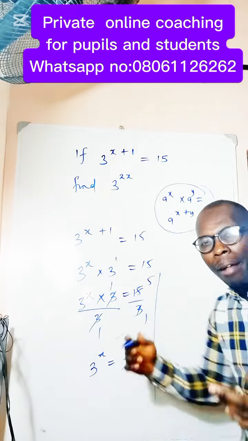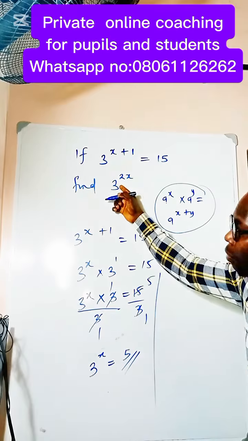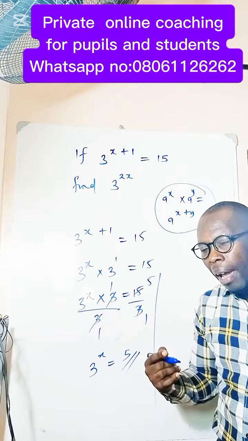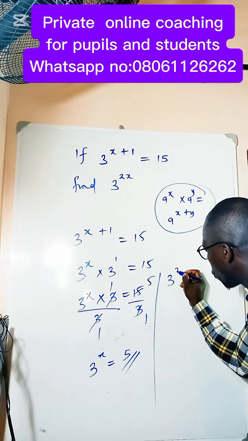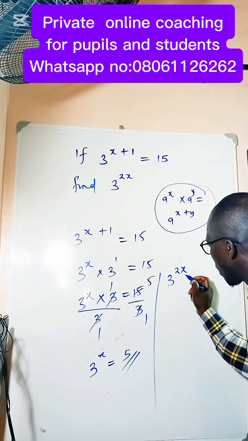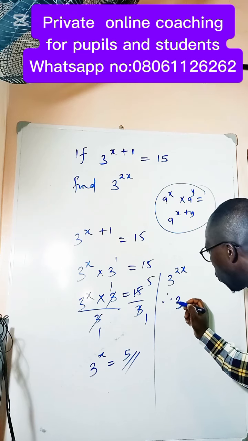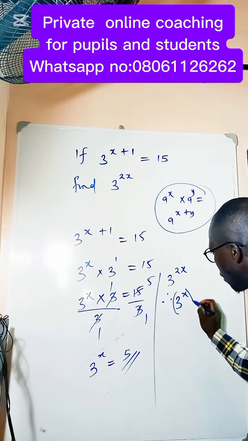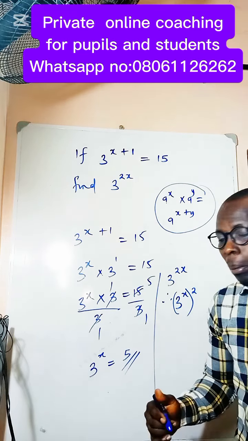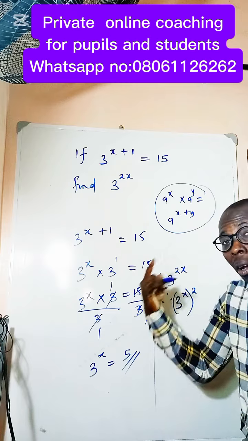But it doesn't end there. Alright? Our target is to find what? 3 to the power of 2x. And 3 to the power of 2x is the same thing as 3 to the power of x, all to the power of 2. The same thing because 2 times x gives you 2x.